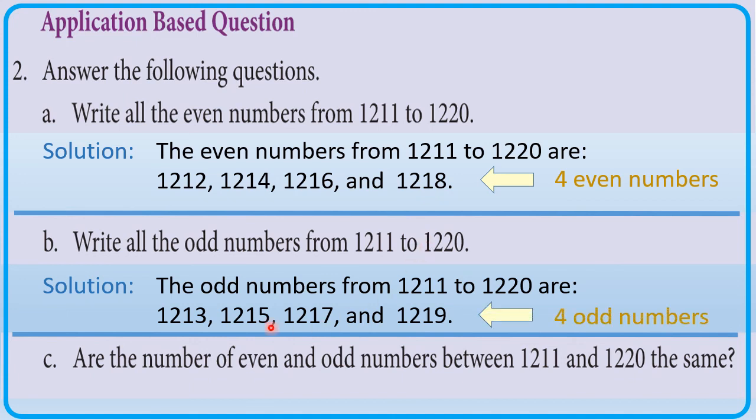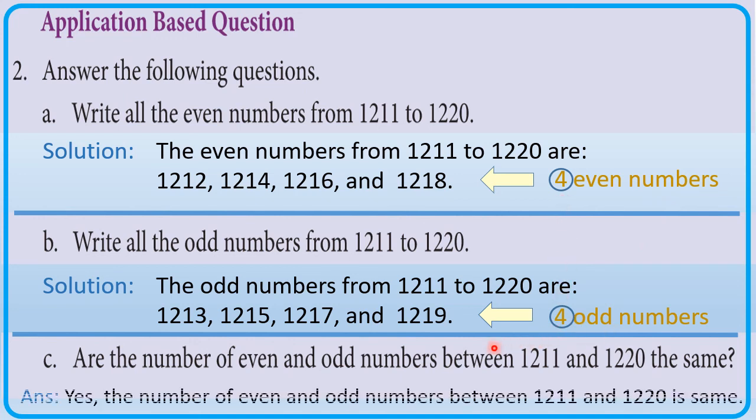And how many odd numbers are there? We have 1, 2, 3, 4 odd numbers. So we have 4 even numbers and 4 odd numbers. That means 4 even numbers, 4 odd numbers. The number of even numbers and odd numbers are same. The answer for the question C is: Yes, the number of even and odd numbers between 1211 and 1220 is same. So this is how you should answer such questions.